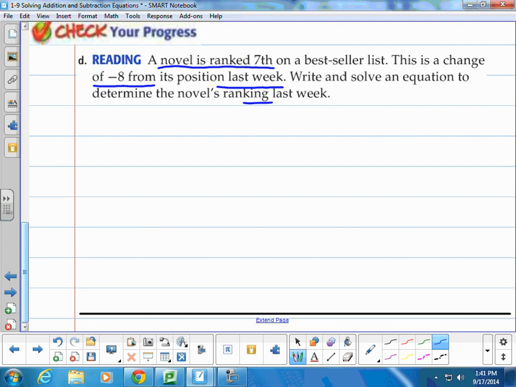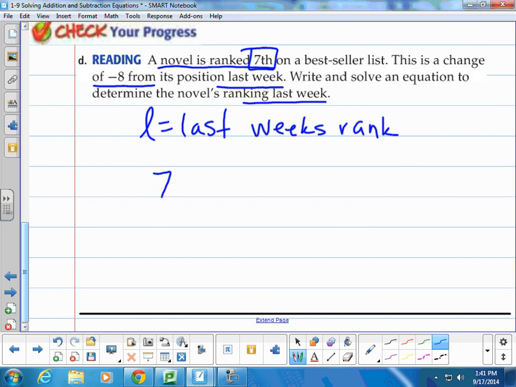Right here it says last week. That's the thing we don't know. So maybe I make W for week or L for last week. Define the variable. Last week's rank. Currently, it's ranked 7th. So right now we know the current rank is 7. But what happened, this is a change -8 from its position last week. So 7 is 8 less than last week's. So there's our equation because we just kind of rearranged things that we read.